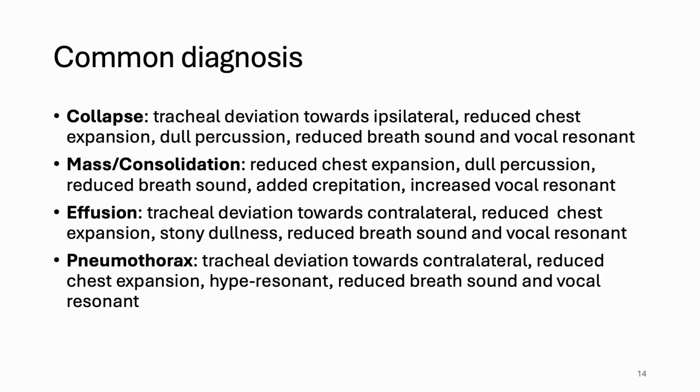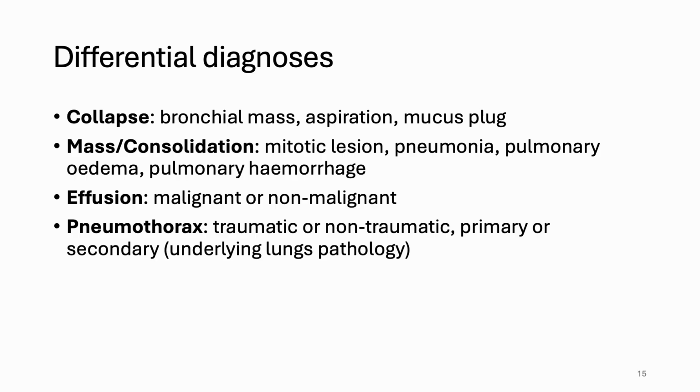For pneumothorax, the tracheal deviation will be towards the contralateral thorax if there's a huge pneumothorax. And you should note reduced chest expansion, hyperresonance, reduced breath sound and vocal resonance at the site of the pneumothorax. So here are the differential diagnoses for lung collapse.